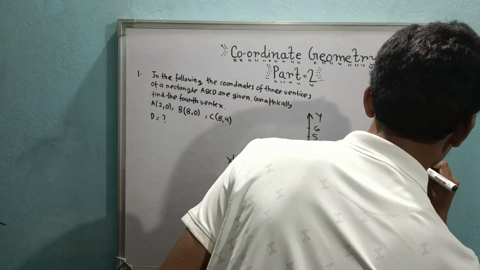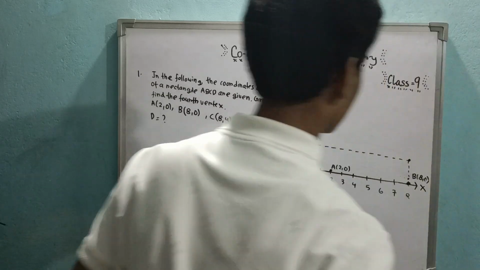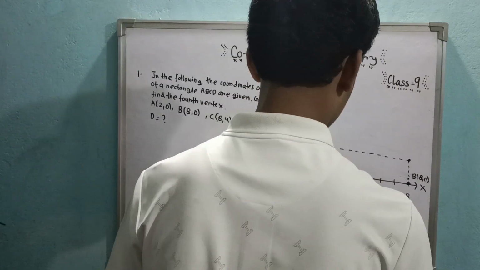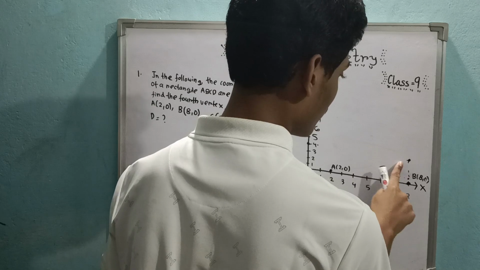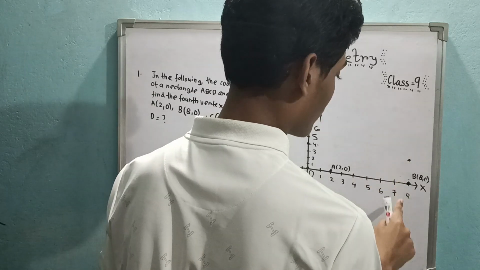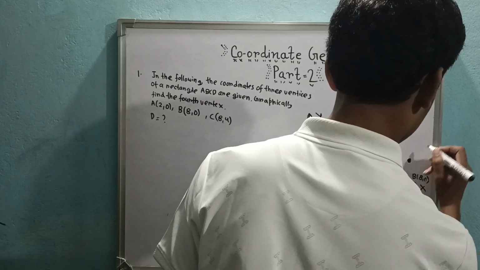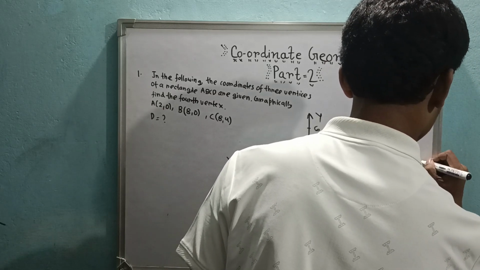This point, right? This is the intersection of 8 on the x-axis and 4 units on the y-axis, right? So now I'm drawing the dotted line. This is just to mark the intersection, nothing else. So this point is my C, (8, 4).